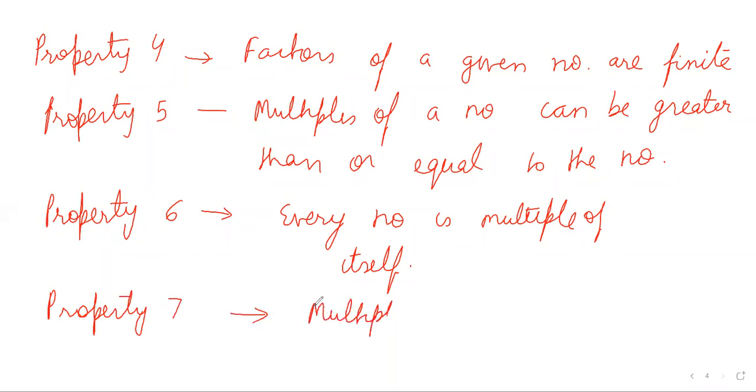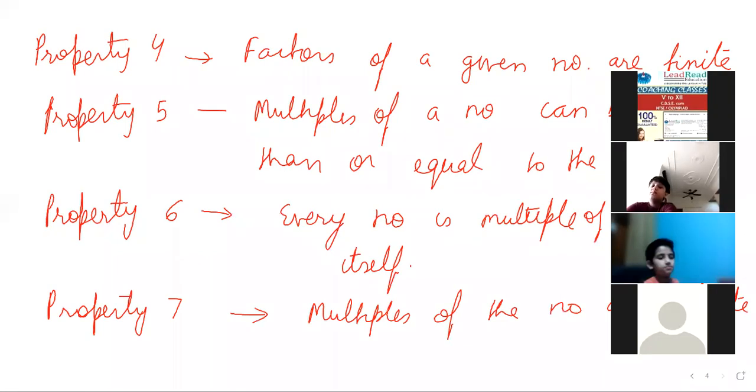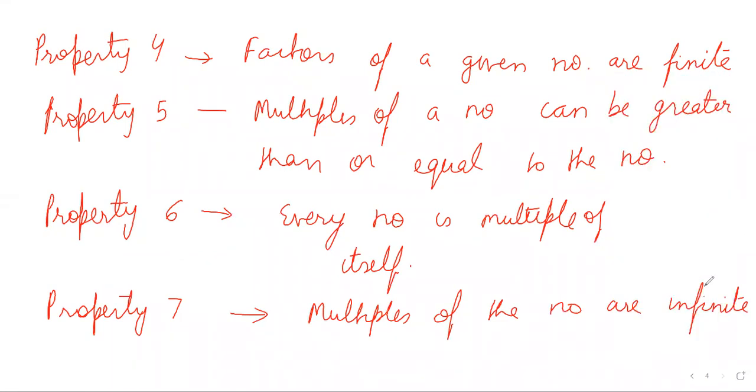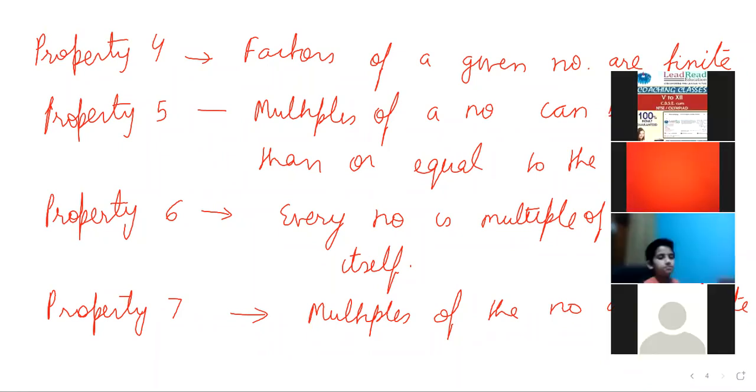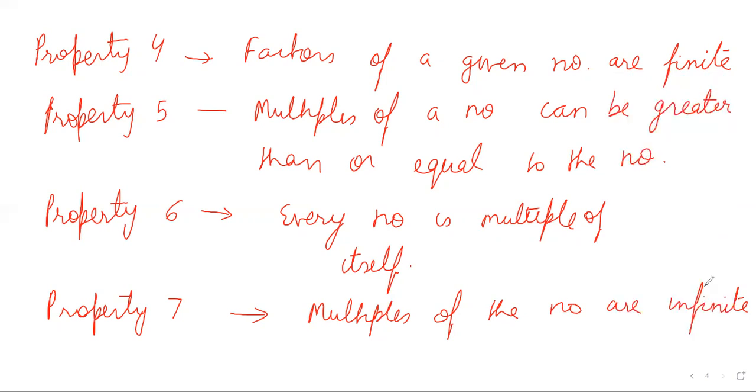So the last property, property number 7. Multiples of a number are infinite. What does it mean? They are unlimited. We can have many multiples. Like if I ask you the multiples of 7, we can have 7, 7 twos are 14, 7 threes are 21, 7 fours are 28, 7 fives are 35. So we can have infinite multiples. Please write this property, every one of you, then we will proceed.